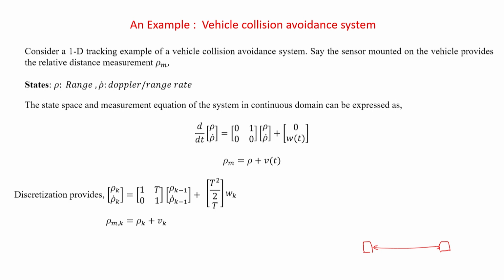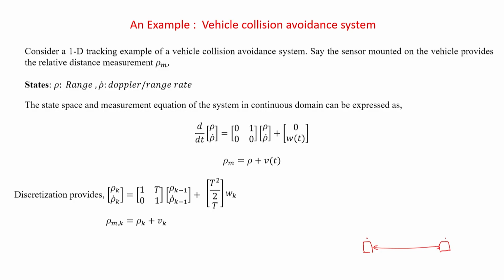One is the relative distance from your vehicle to the preceding vehicle, and number two is the rate of change of it. That is called velocity. So, relative distance is simply called range, and the rate of change is the range rate.